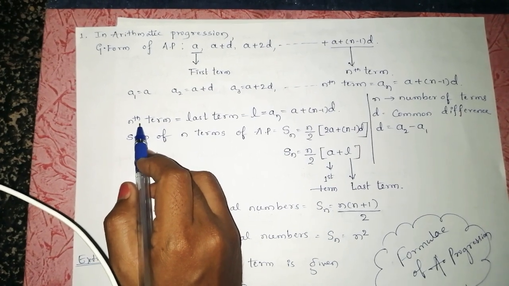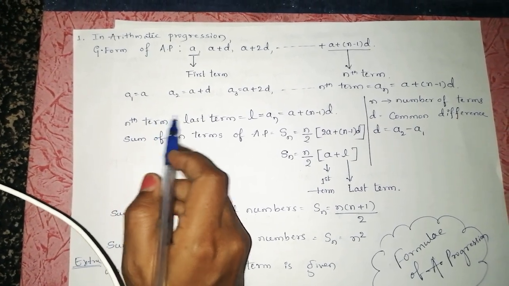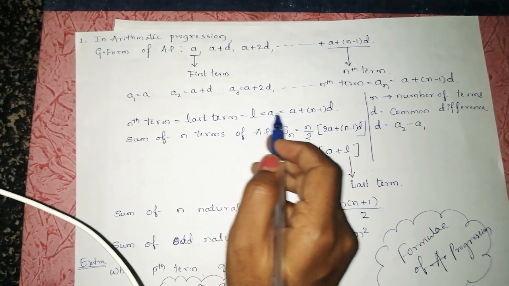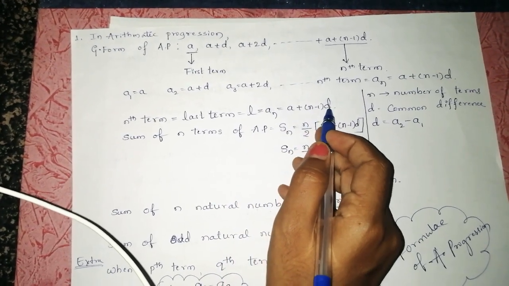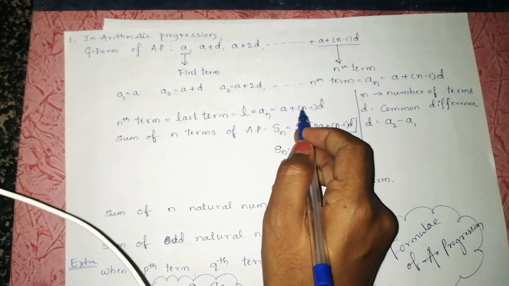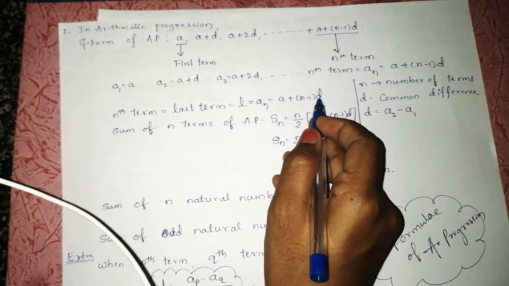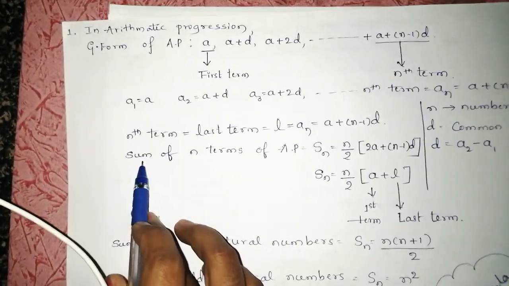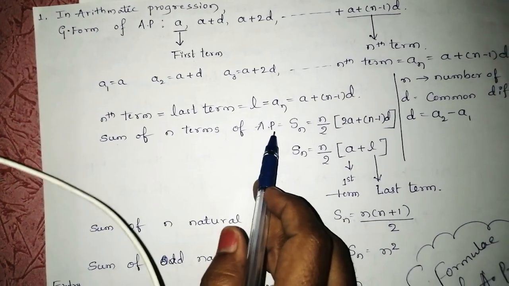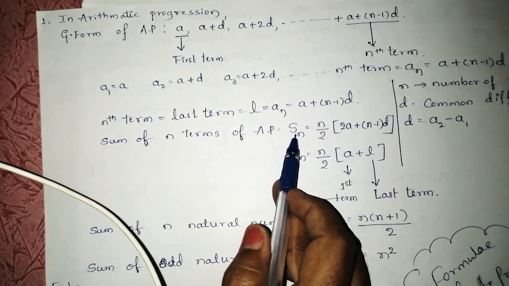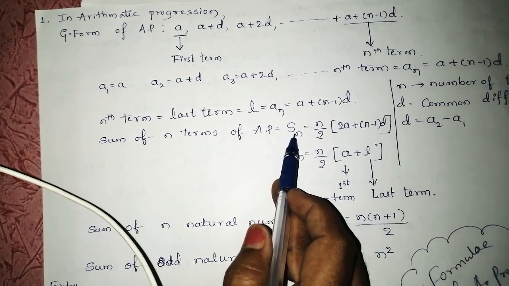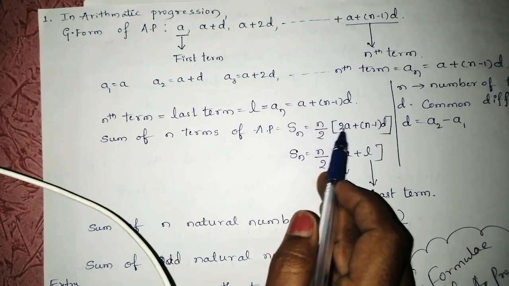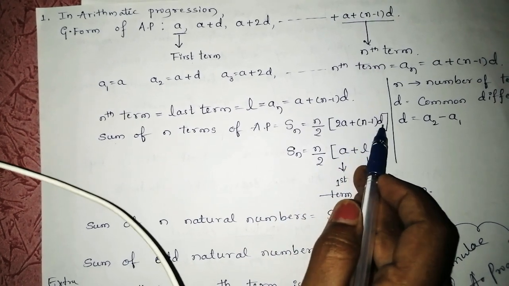The last term, that is l, is equal to an, that is a plus n minus 1 into d. Here a is the first term, n is the number of terms, and d is the common difference. And already you know the main important formula, the sum of n terms of AP, denoted by Sn. Sn is equal to n by 2 into bracket 2a plus n minus 1 into d.